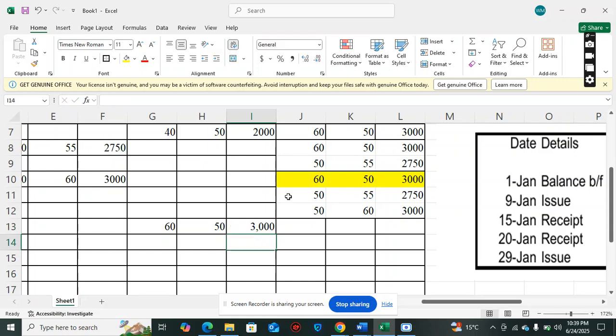Then the remaining 10 will be removed from this next batch here. Okay, because remember we've issued out 70. The first 60, we've removed the first batch. The remaining 10 units will be removed from this batch in the middle because it was earlier than this last batch there. So here you're going to put 10 units valued at 55 here.